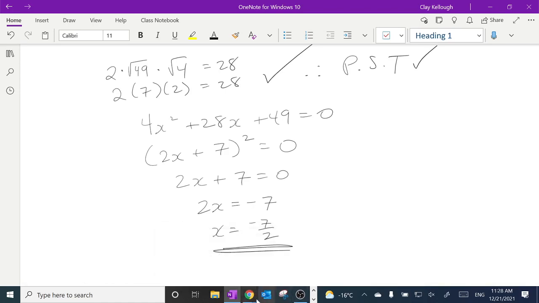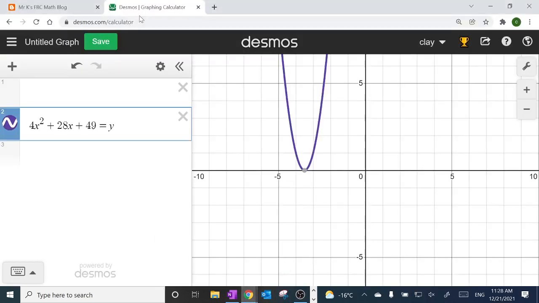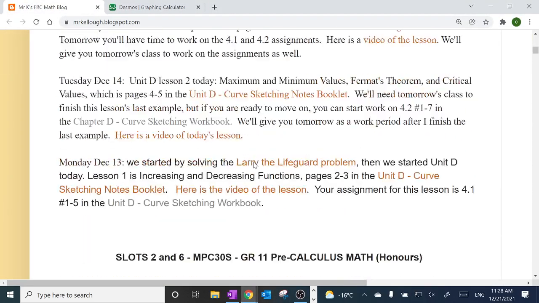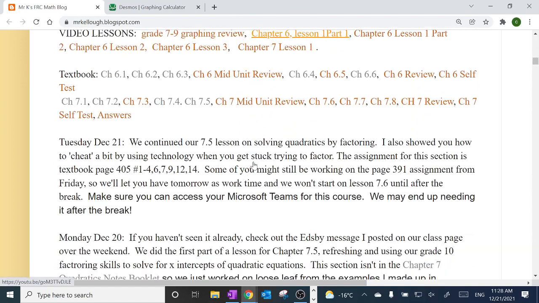First of all, I'm going to show you what it says on the blog. I haven't updated it for today yet. Oh yeah, today's Tuesday. So the assignment for this section is page 405, 1 to 4, 6, 7, 9, 12, and 14. If there's people still working on page 391, because I never really gave you a whole lot of work time in class for that, you can work on that first maybe. And then that's it. We won't start a lesson tomorrow. 7.6 we'll save till after the break. So that's it. Let me stop the video. We're done new lessoning for today.